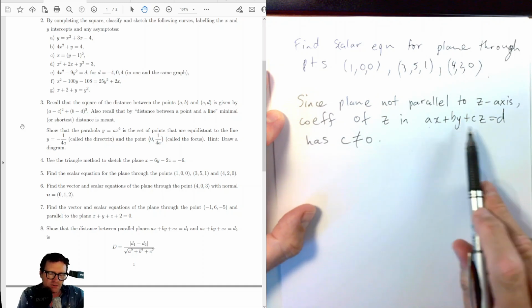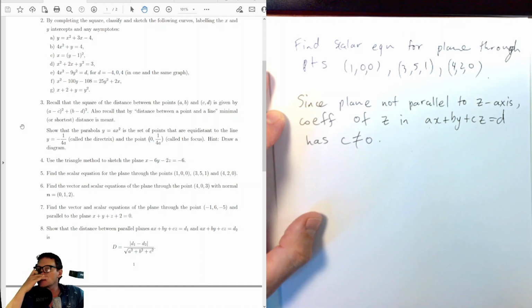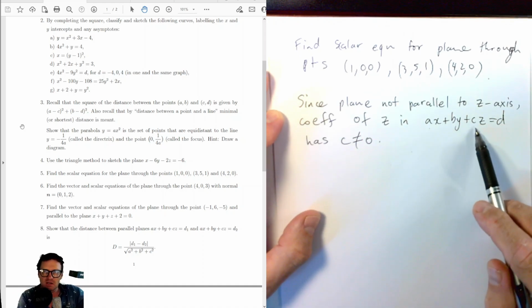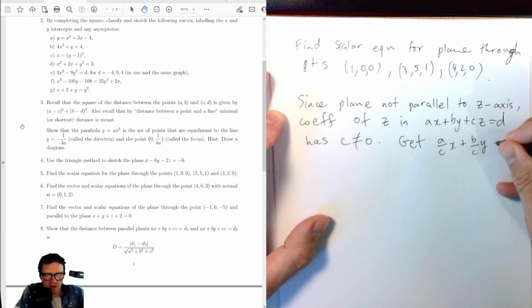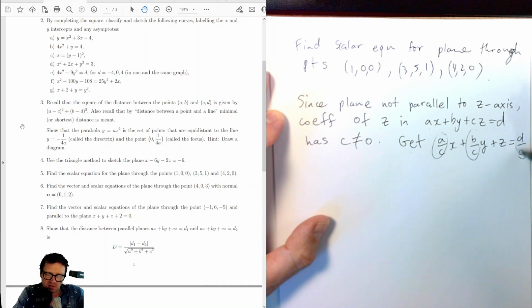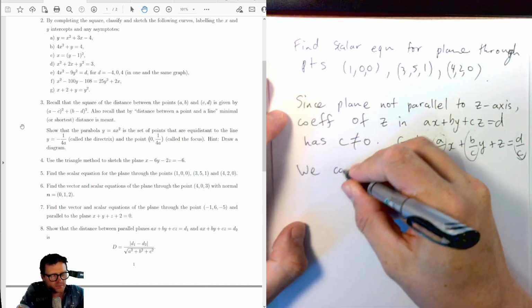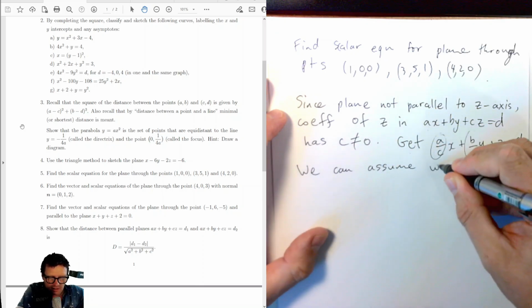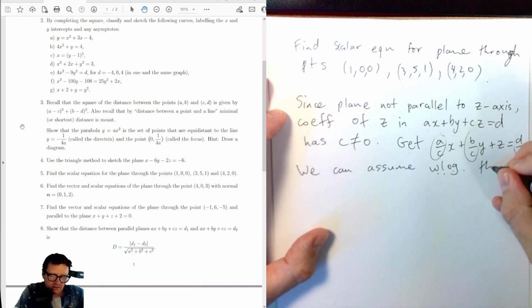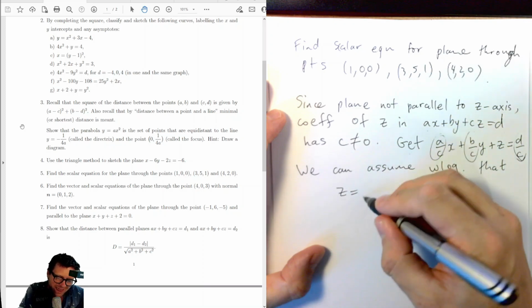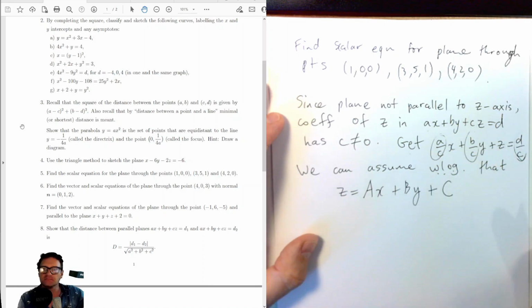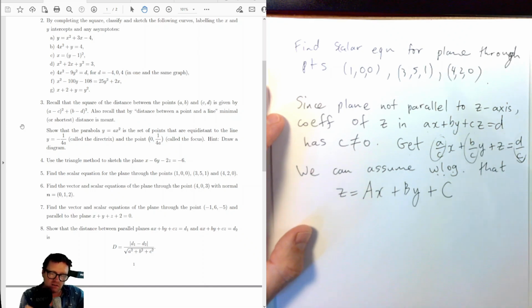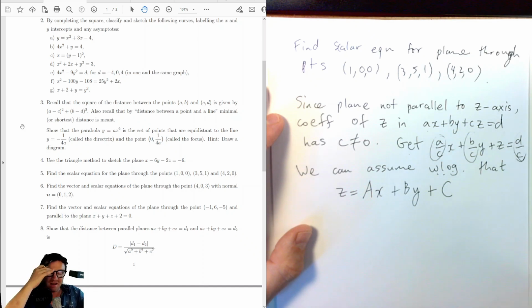Right? That's useful because we have 1, 2, 3, 4 coefficients here, right? And so in this case, I can take this equation and divide throughout by that coefficient and get a over c x plus b over c y plus z is equal to d over c, right? And then I can rename these coefficients uppercase letters. So we can assume, without any loss of generality, that z is equal to, say, uppercase A x plus uppercase B y plus, say, uppercase C. So of this form, right? Because we can divide by the coefficient of c, assuming it's non-zero because it's not vertical. Okay, so we have something of this form.